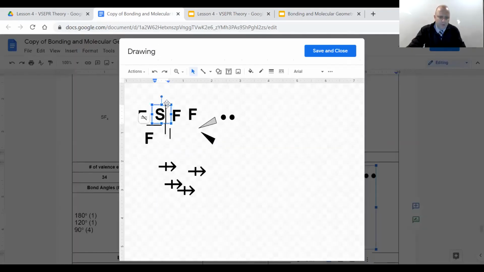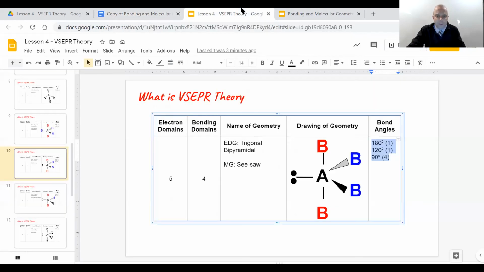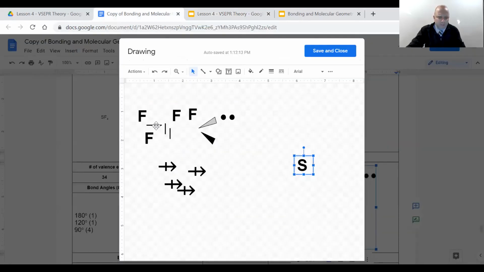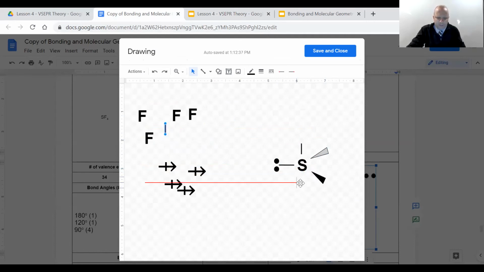We're going to make our picture look as close as possible to this. So we're going to have one straight up, one straight down, one coming out, one going back, and then straight to the left is where we'll have our pair of electrons. So I'm going to move that early on, just get that out of the way there. Here's our pair of electrons. Here's our bond pointing toward the back. Here's our bond pointing toward the front. Here is our straight up. Here is our straight down.